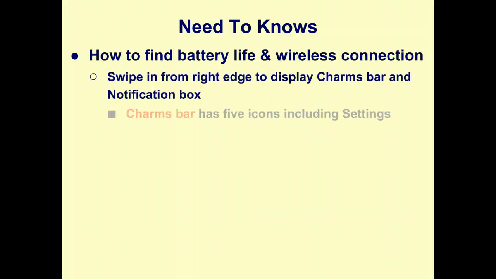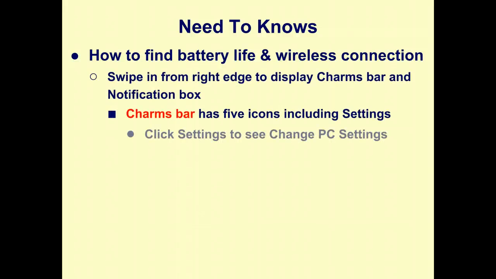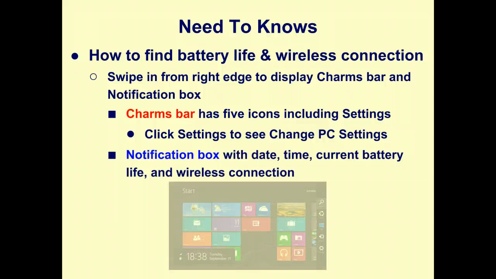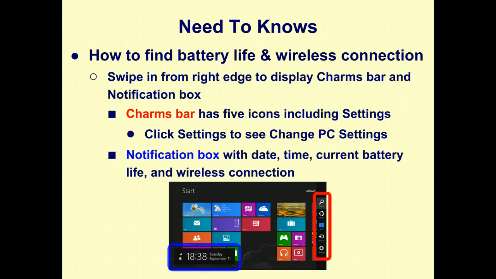The following slides contain need-to-knows about your tablet. To find the battery life and wireless connection, you swipe in from the right to display your Charms bar and notification box. The Charms bar appears on the right side of your screen and has 5 icons. You would click the settings to change your PC settings. The notification box with the date, time, current battery life, and wireless connection are listed on the lower left part of your screen.